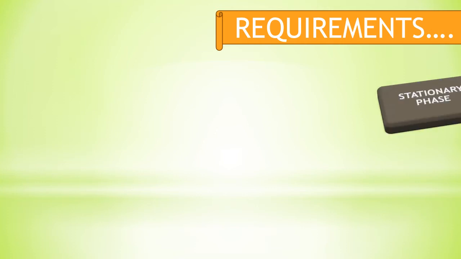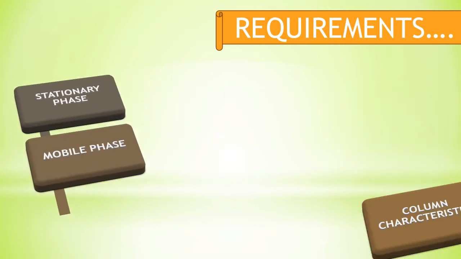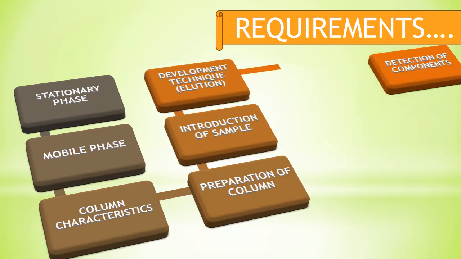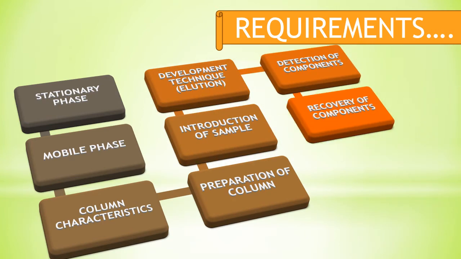Next, we are discussing the practical requirements of column chromatography. They include stationary phase, mobile phase, column characteristics, preparation of column, introduction of sample, development technique, detection of components and recovery of components.